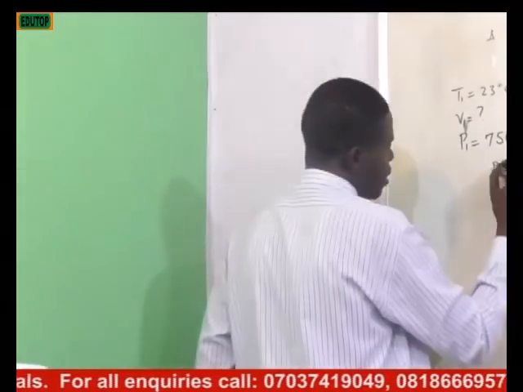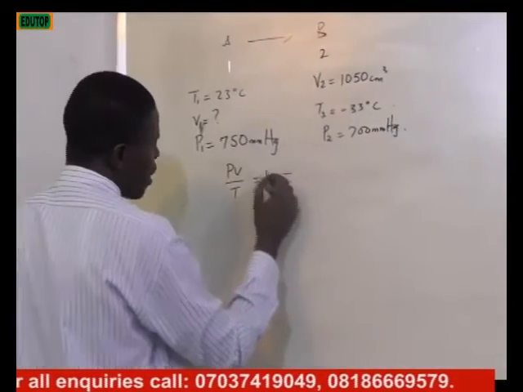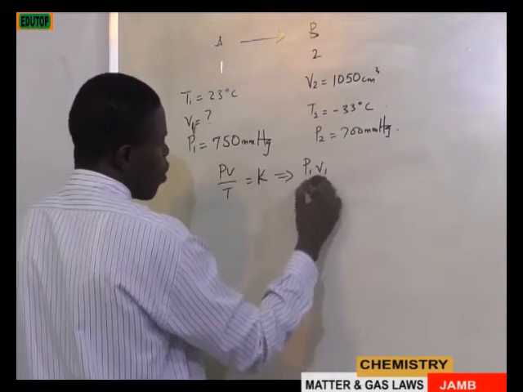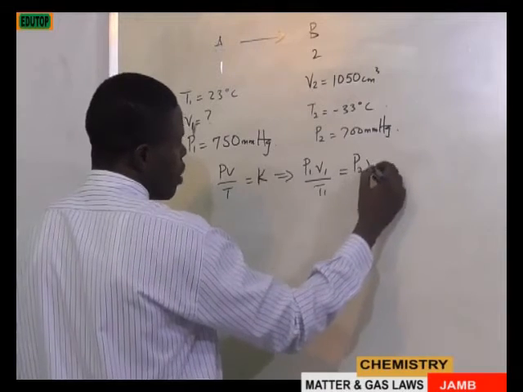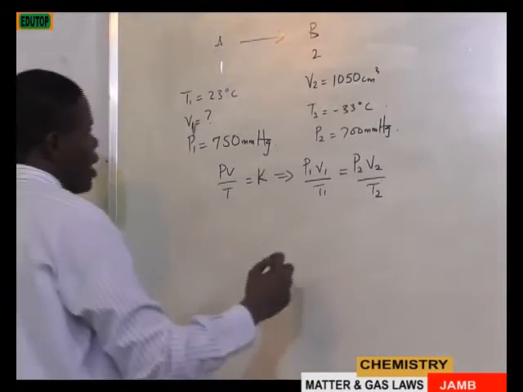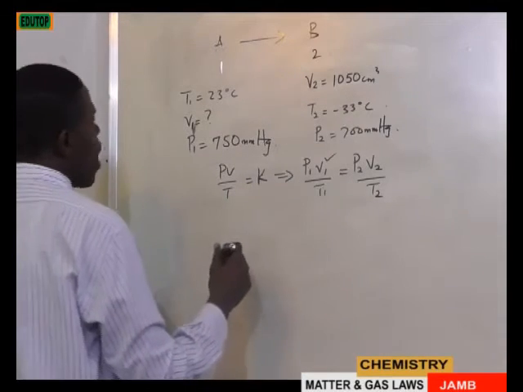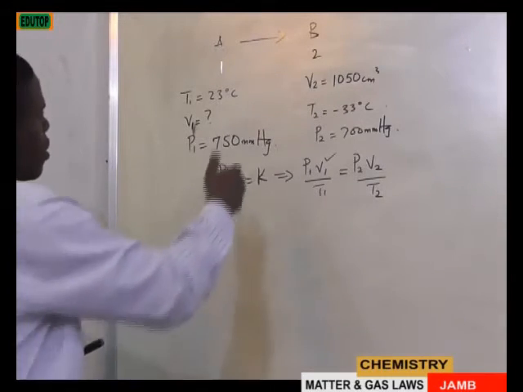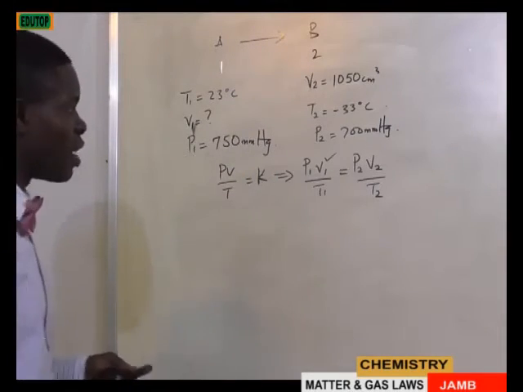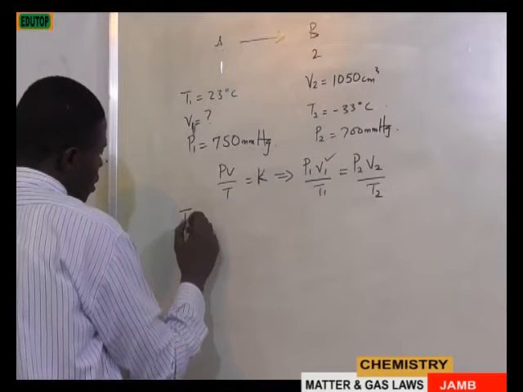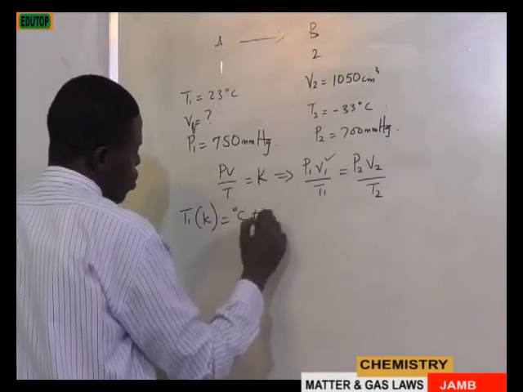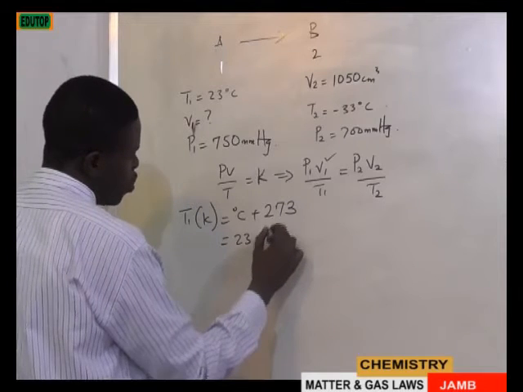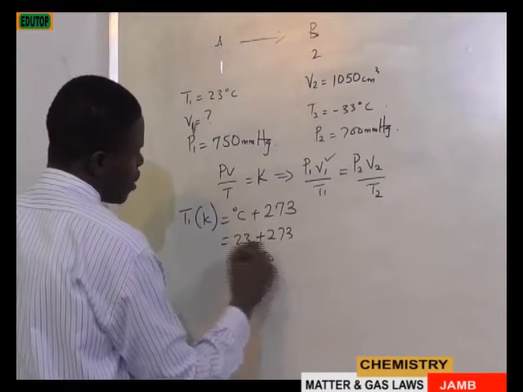And the formula is PV over T equals K, which means PV over T is constant, which implies that P1V1 over T1 is definitely equal to P2V2 over T2. Our interest here is to calculate V1. But before we do this, we need to convert the temperature, because we cannot input the temperature in degrees Celsius. It has to be in Kelvin. So our T1 to convert to Kelvin will be degrees Celsius plus 273. What is the degrees Celsius for T1? That's 23 plus 273, and that will give us 300 in Kelvin.